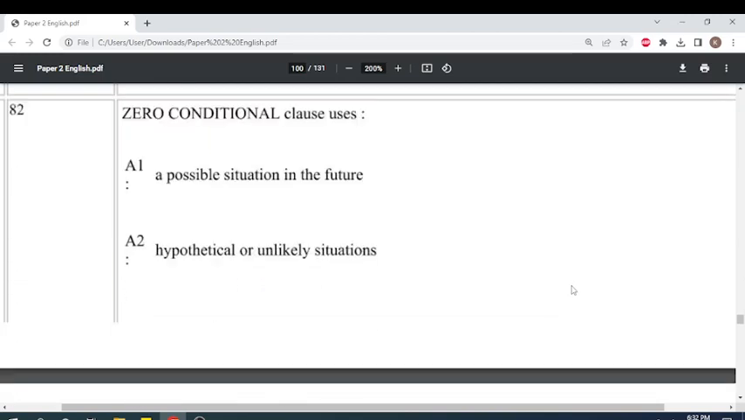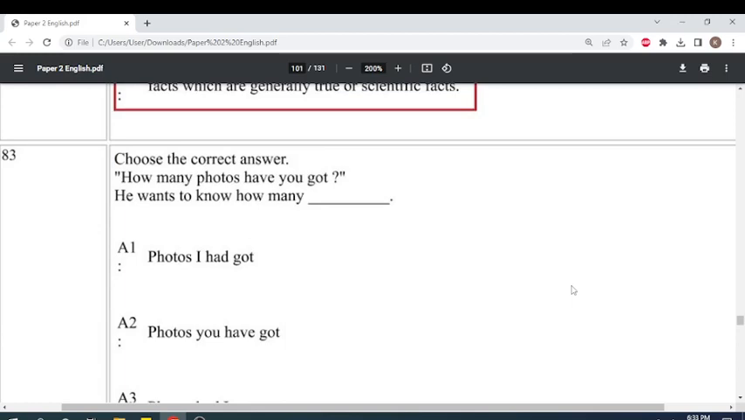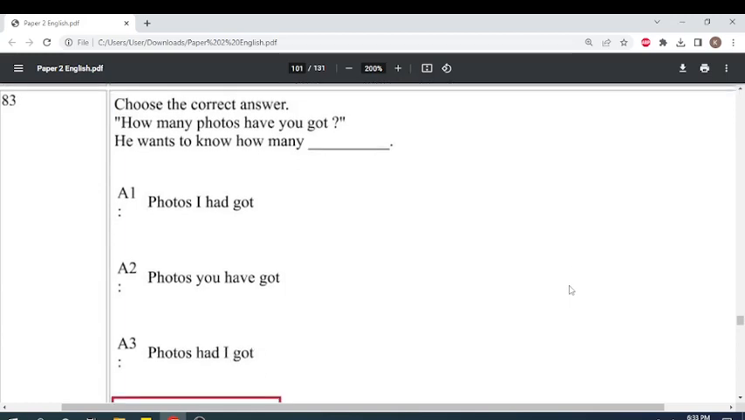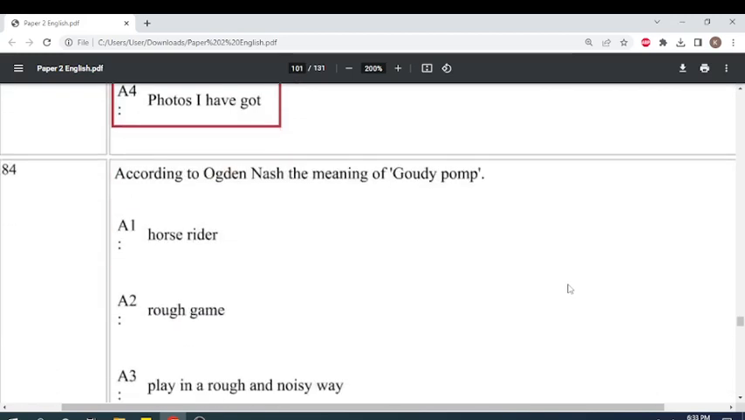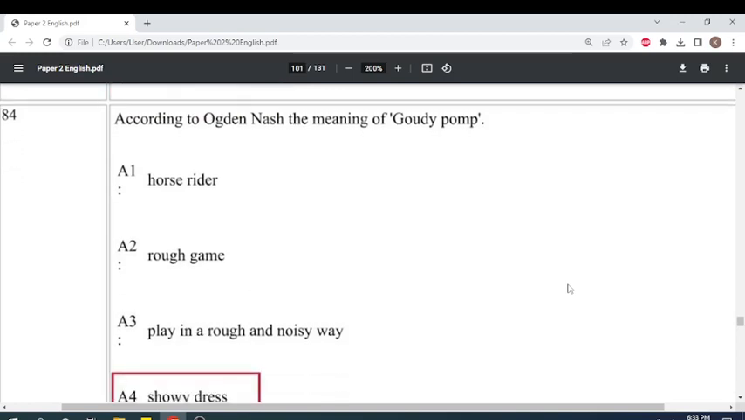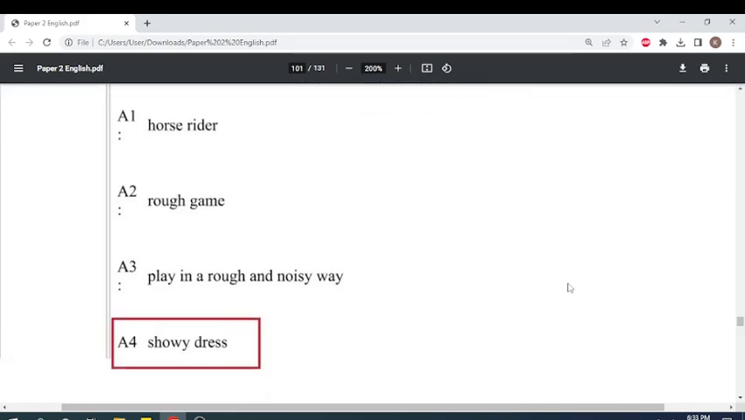82. Zero conditional clause uses. Answer A4, facts which are generally true or scientific facts. 83. Choose the correct answer. How many photos have you got? He wants to know how many dash photos I have got. 84. According to Arjun Nash, the meaning of the word. Answer A4, shows dress.